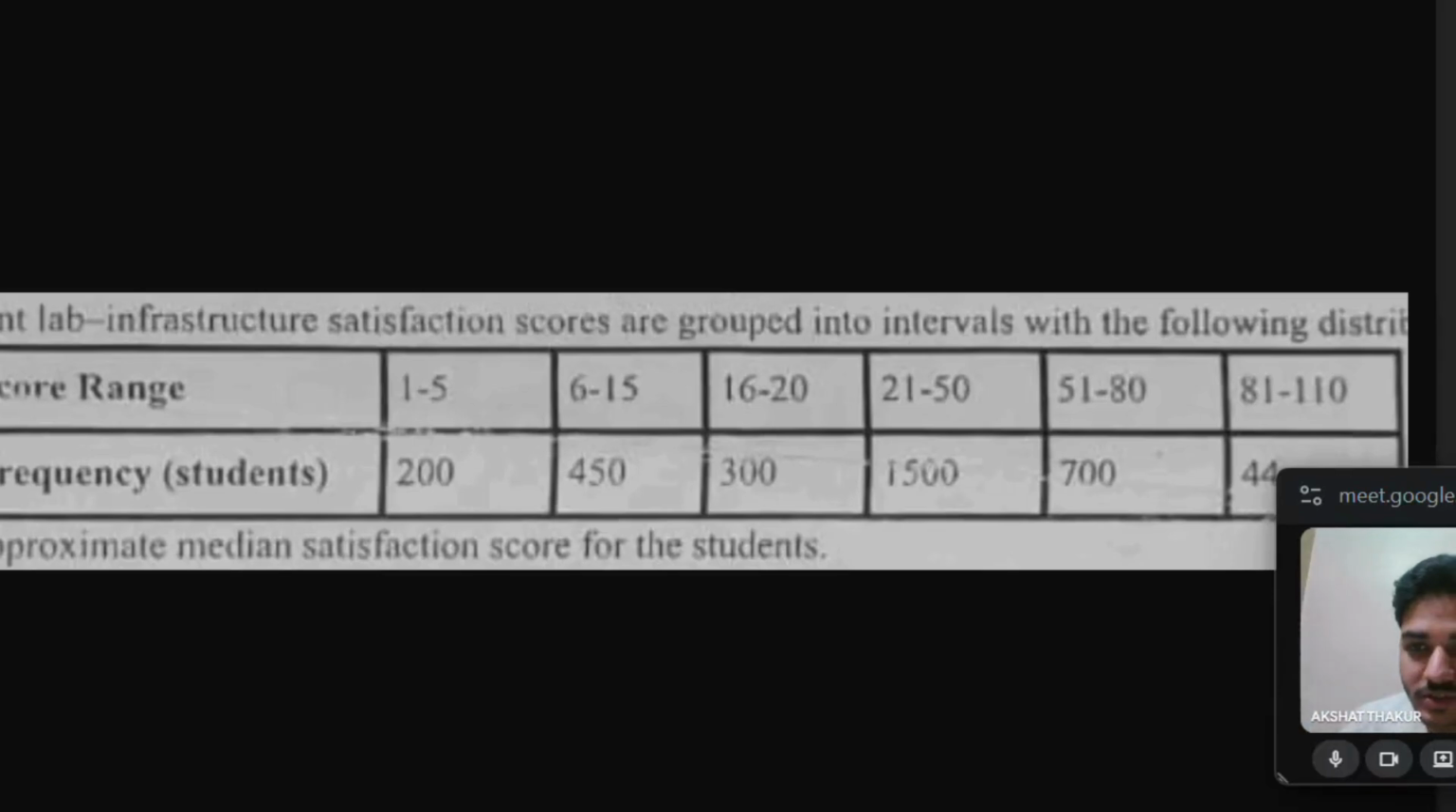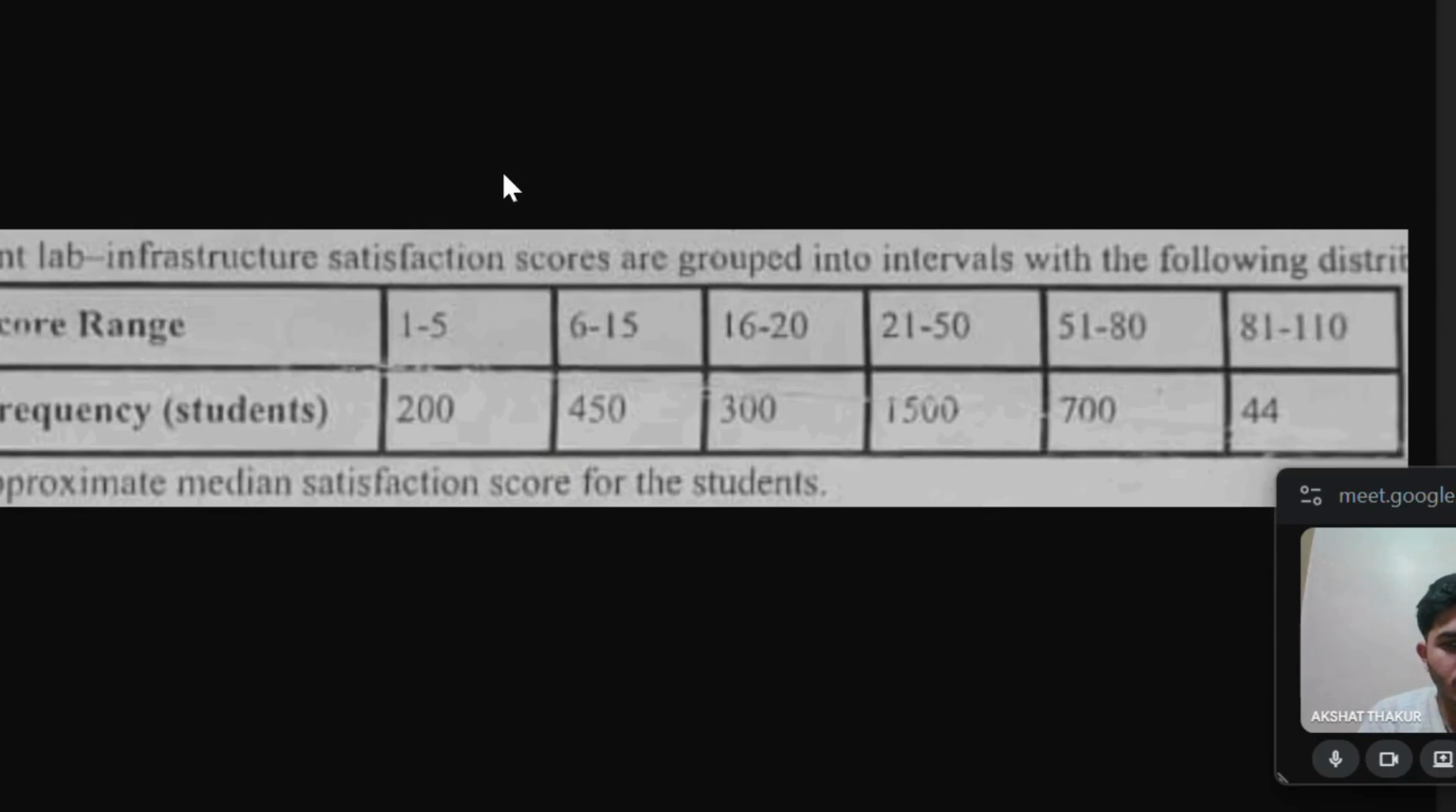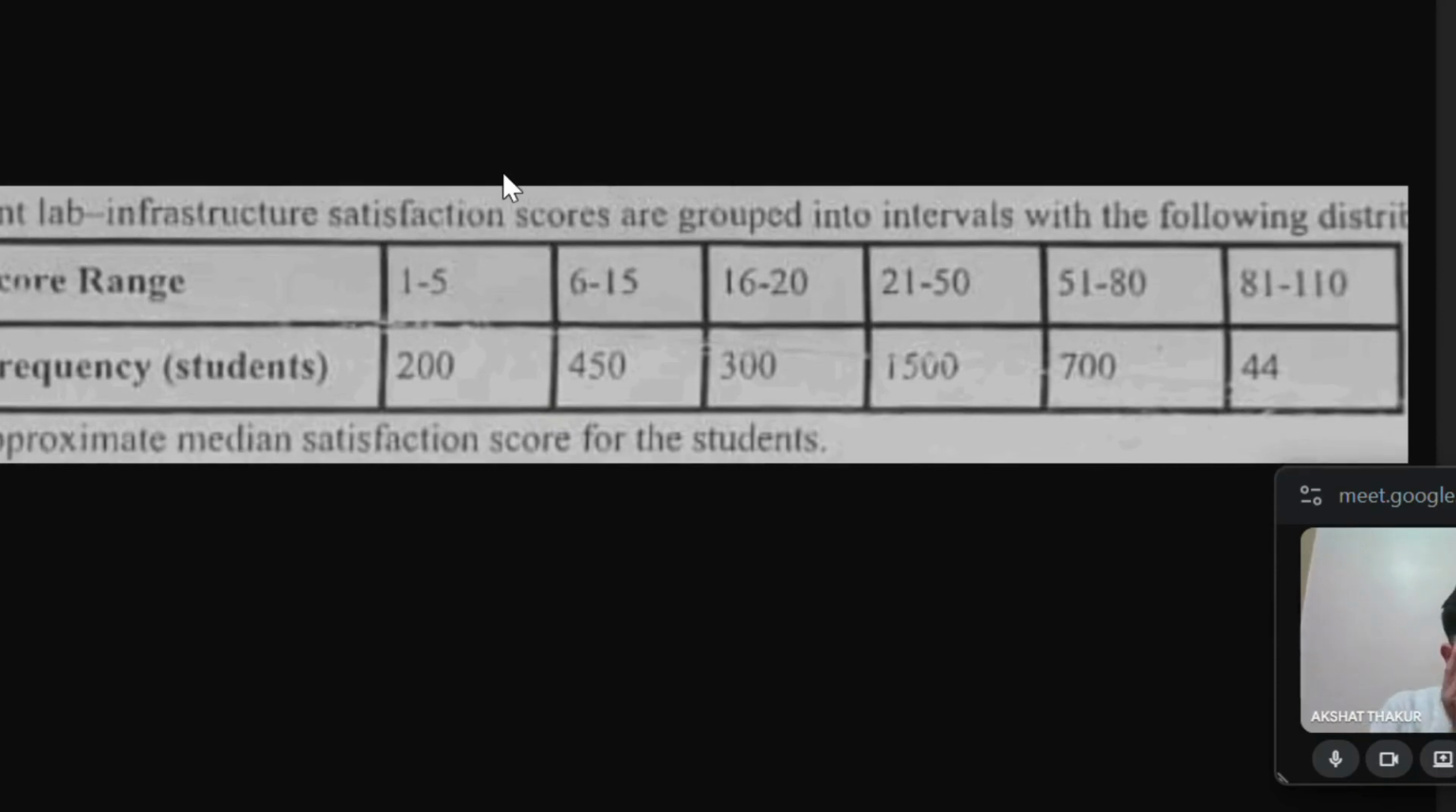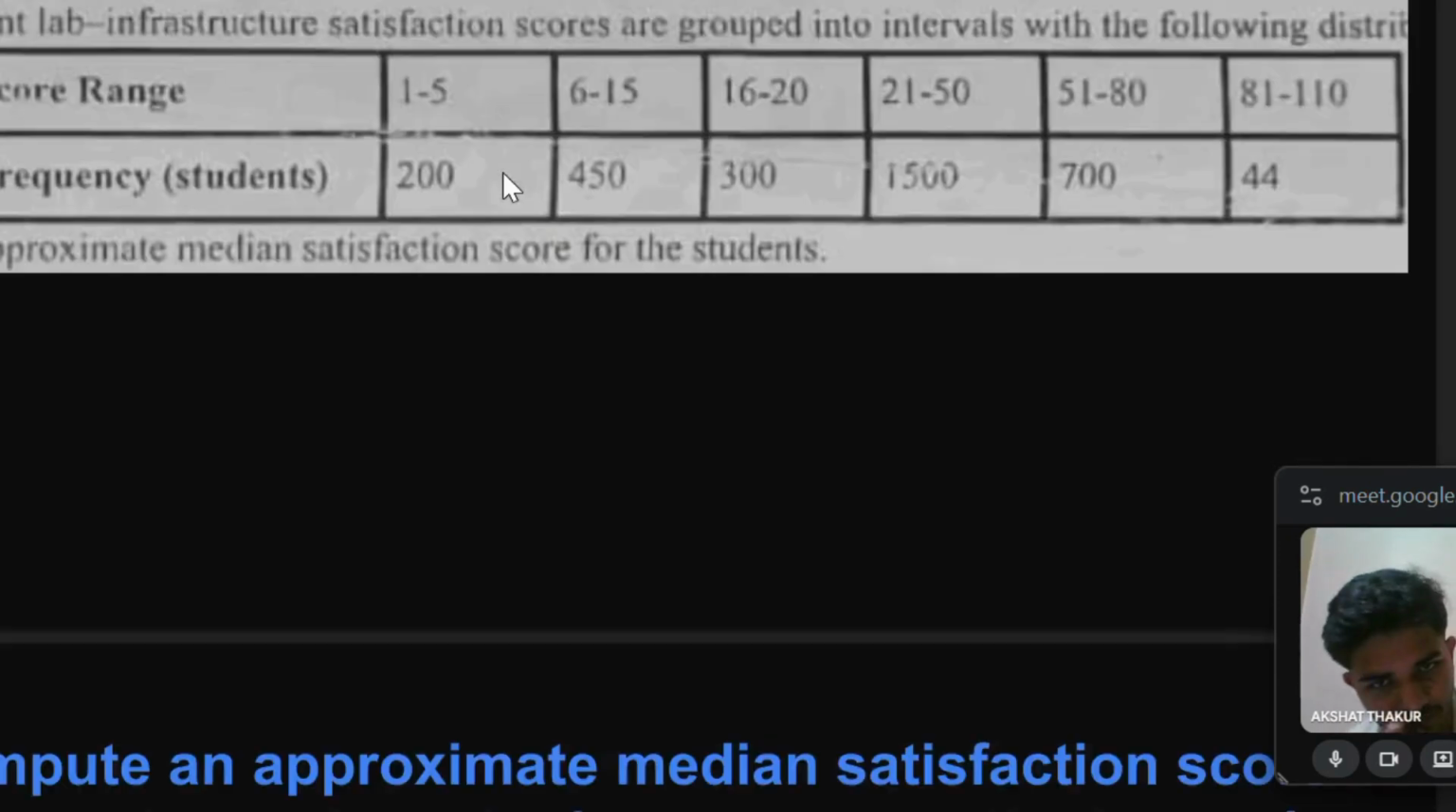The next question. Suppose a student quick table. We have been given a table. Suppose student lab infrastructure satisfaction scores are grouped into intervals with the following distribution. Compute an approximate median satisfaction score for the students. We have to find the median score. What is the median? Basically the median is the middle-most term, so first we have to arrange it, and then sum up however many terms. Suppose these are 6 terms, then the even formula will be used. In odd, (n+1)/2 is used, but in even we will use n/2 term plus n/2 plus 1 term, and by adding them we'll divide by 2.